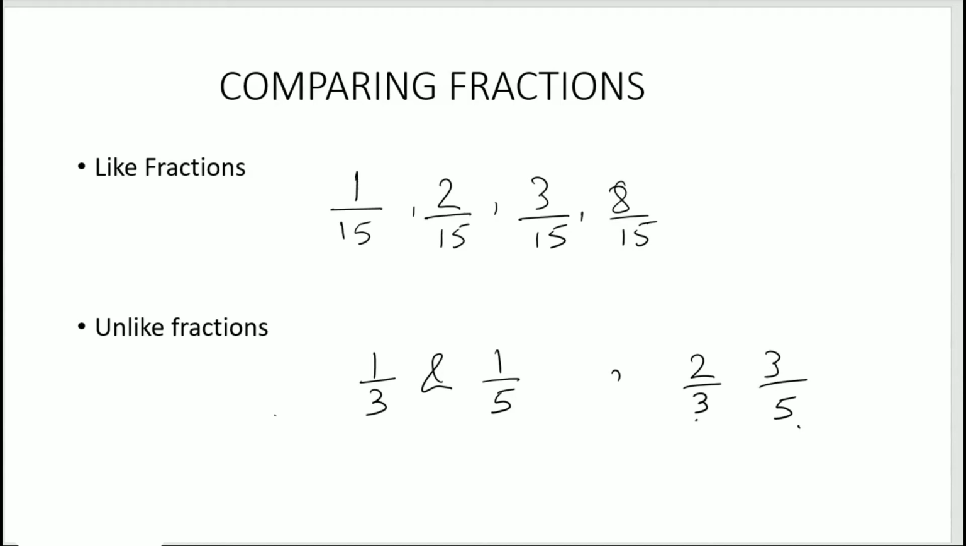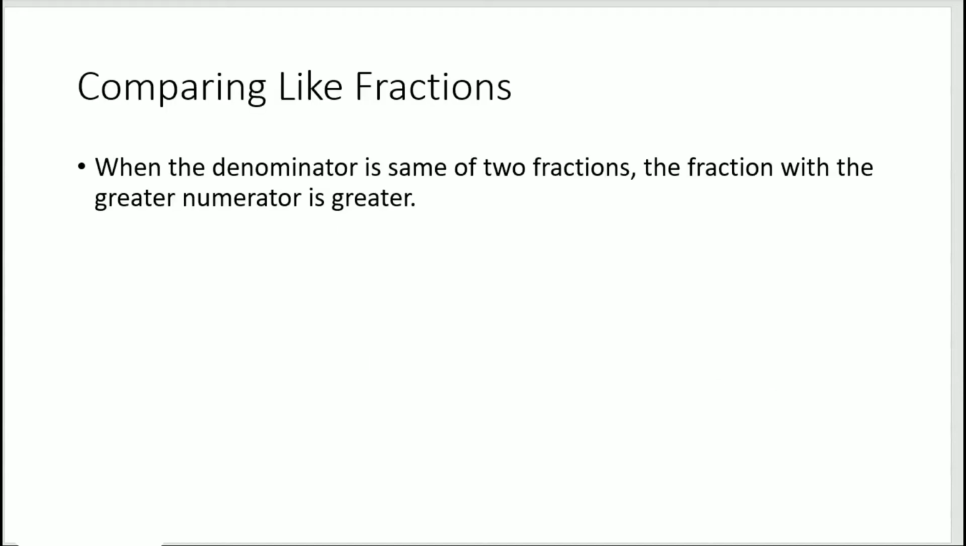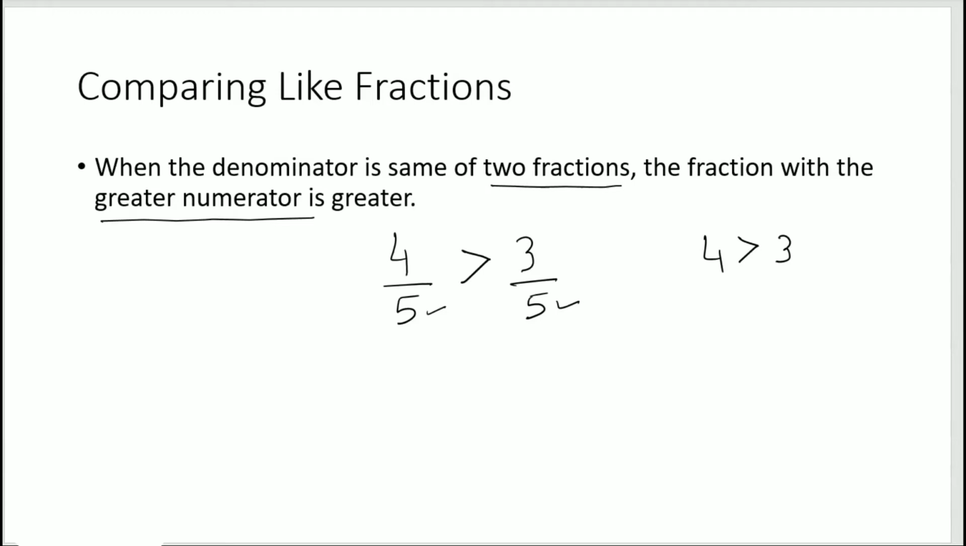So let's start with comparing like fractions. When the denominator is same of two fractions, the fraction with the greater numerator is greater. For example, 4 over 5 and 3 over 5. Here, the denominator is same, 5, 5. So forget about the denominator. Let's check the numerator. 4 and 3. 4 is greater than 3. Therefore, 4 over 5 is greater than 3 over 5.